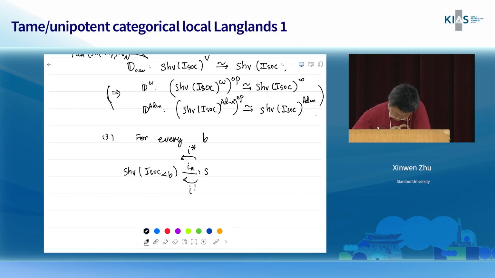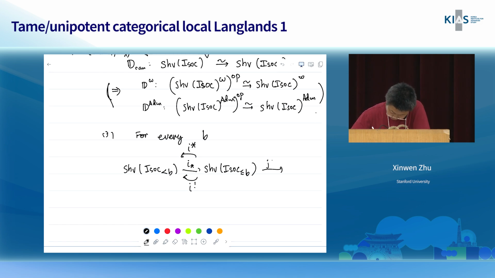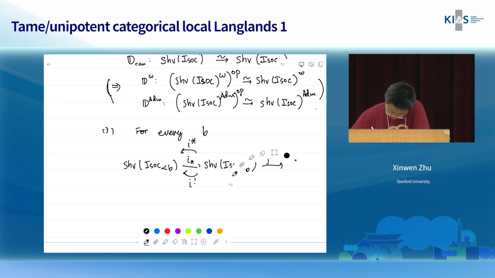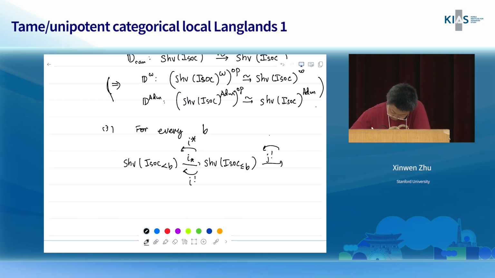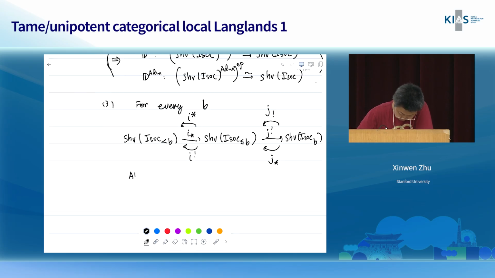I upper shriek. Go to sheaves on the closed strata less than or equal to b, and go to this j upper star, upper shriek, which is the same as upper star, and j lower shriek, j lower star, and all the functors preserve compact objects.